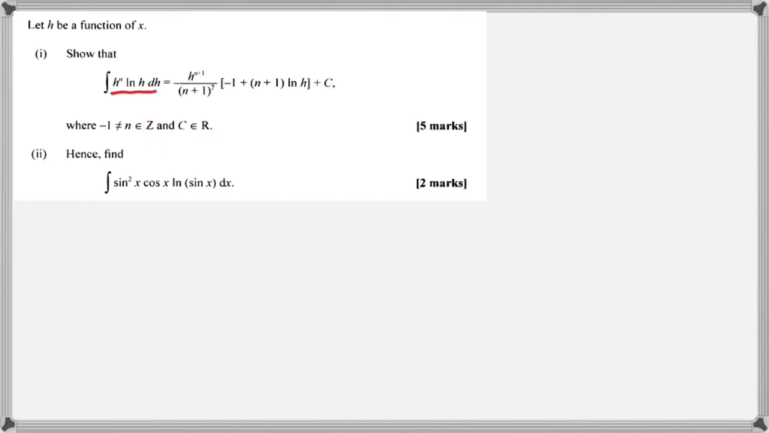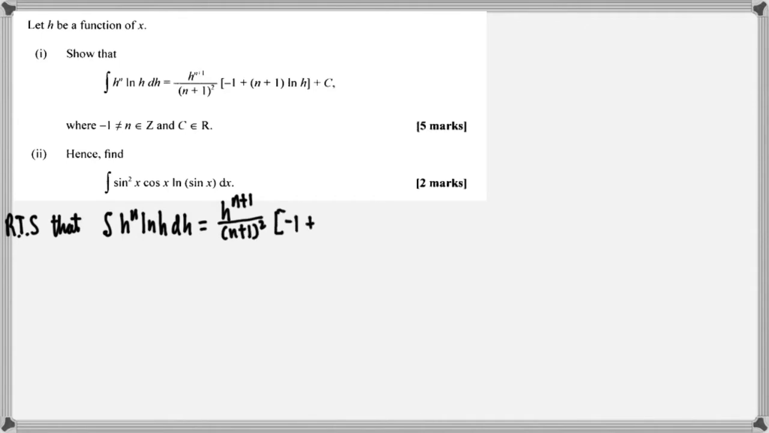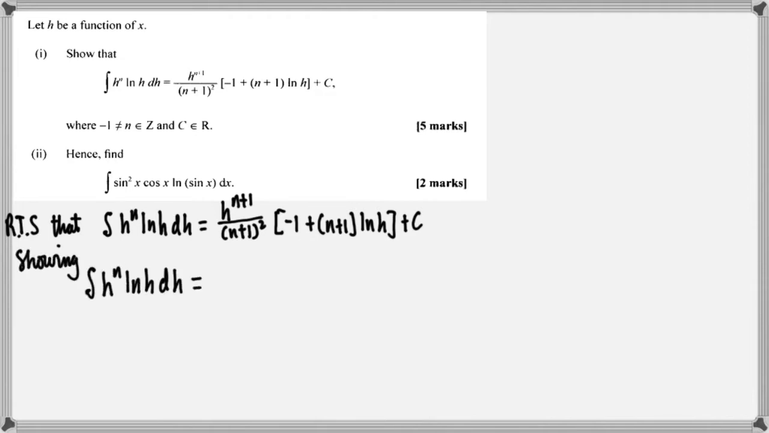Anytime I am asked to show anything, I like to write RTS, and I like to write down what it is the question is asking me to show, because you want to always have in mind what it is you're working towards. That is very key. So then I would say showing. And what do they want us to show? They want us to show that the integral of this is equal to this. So let's start here with the integral of h to the power of n by ln h with respect to dh.